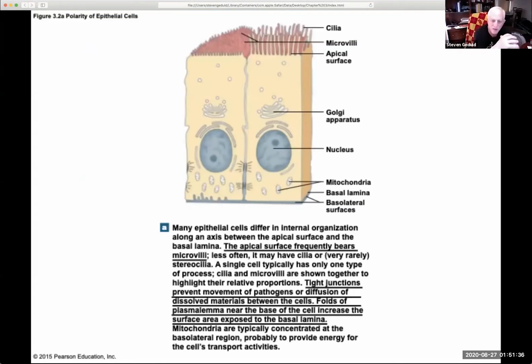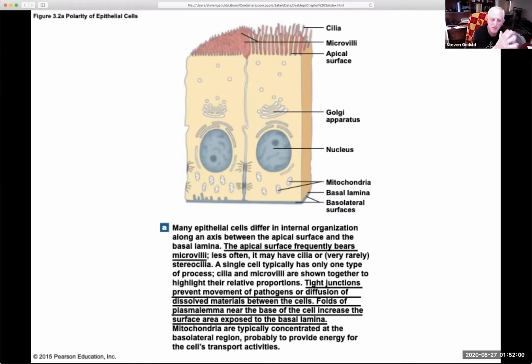Okay, so you can see the apical surface of the cells have cilia or microvilli. This is the apical surface. That's where your absorption, your secretion, everything else occurs. You can see how these cells are fused together, held together with tight junctions. Okay, the tight junctions prevent movement of pathogens or diffusion of dissolved materials between the cells.